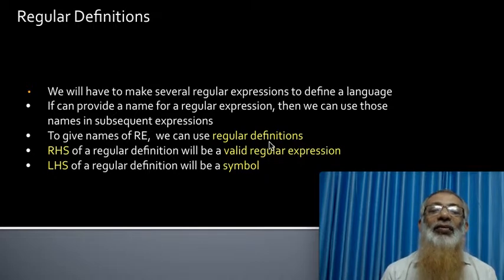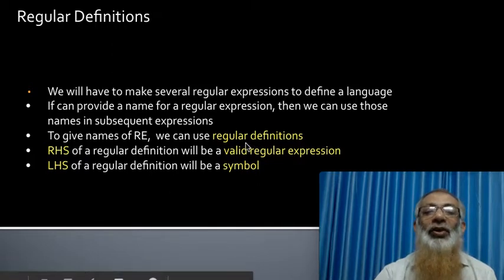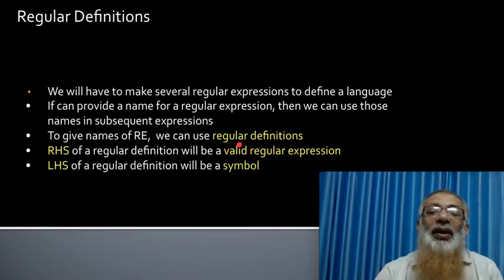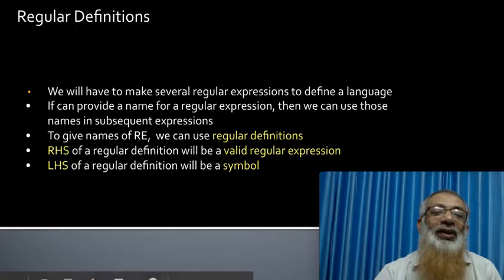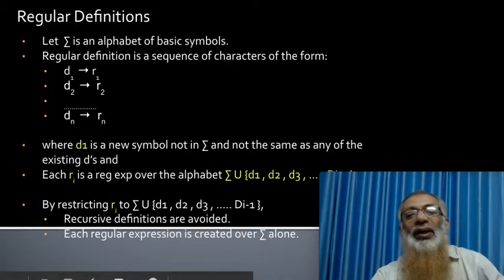Now, to give a name for a regular expression, we make use of regular definitions. Now, in the regular definition, there is a right hand side and left hand side. Right hand side of every regular definition will be a valid regular expression. And in the left hand side, we have a symbol which acts as the name for the entire regular expression. Now let us see the notations for a regular expression.